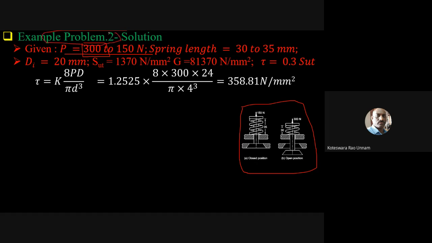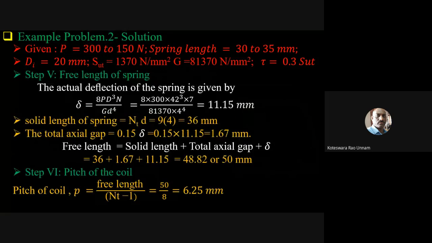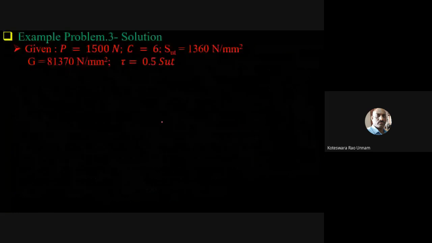We already discussed this problem. We designed the spring for the static loading only here. Even though the load is changing from 300 to 150, even though it is a fluctuating load, if he simply asks you to design the spring, then you have to use static loading only. Static loading is the static design procedure only. Anyway, coming to that particular slide.